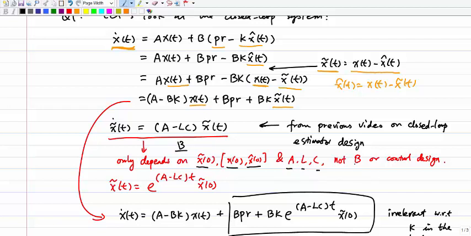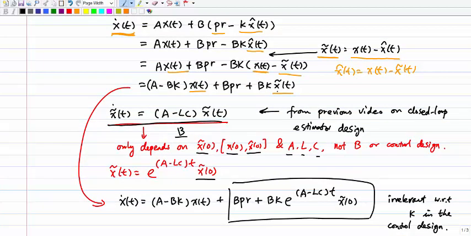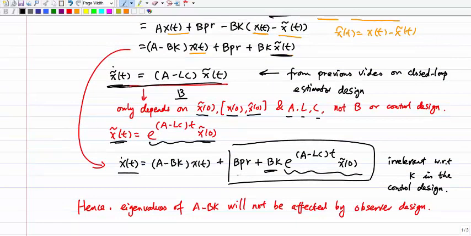As a matter of fact, the solution for x tilde t is x tilde t equals e to the A minus LC t times x tilde 0. So I can substitute this solution into the equation. Then x dot t is A minus BK times xt plus Bpr, and the BK term is the same. I just replace x tilde by the solution here, so you can see this whole portion is not relevant with respect to K.